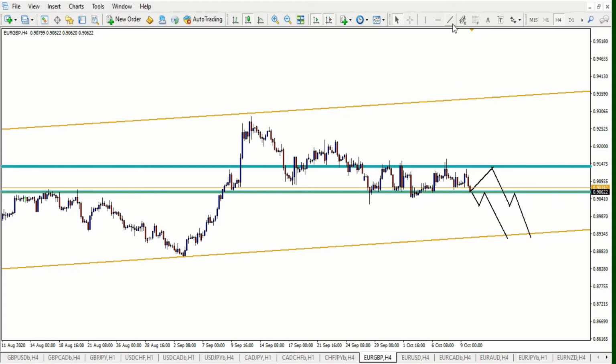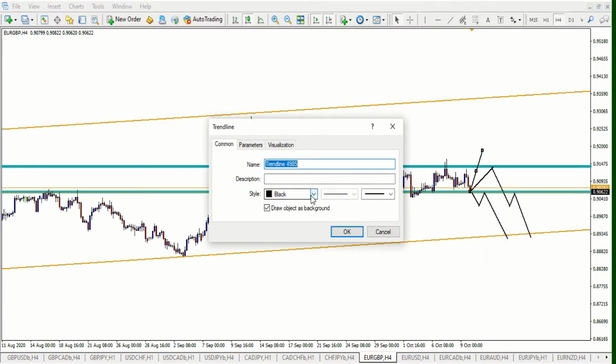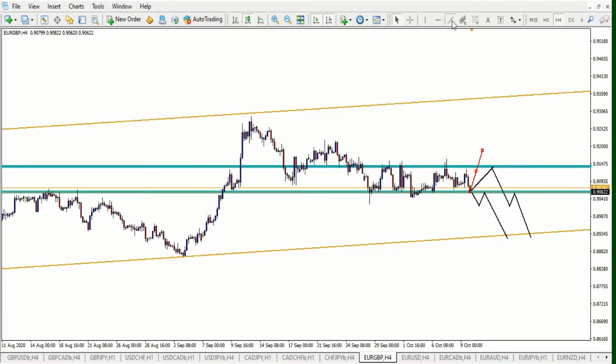An invalidation of this, however, is if the market would move up, break this resistance zone, come back down, making a new support, and then make its way back up and hit the channel resistance zone right there. So that's what we could be looking for on the Euro Great British Pound.